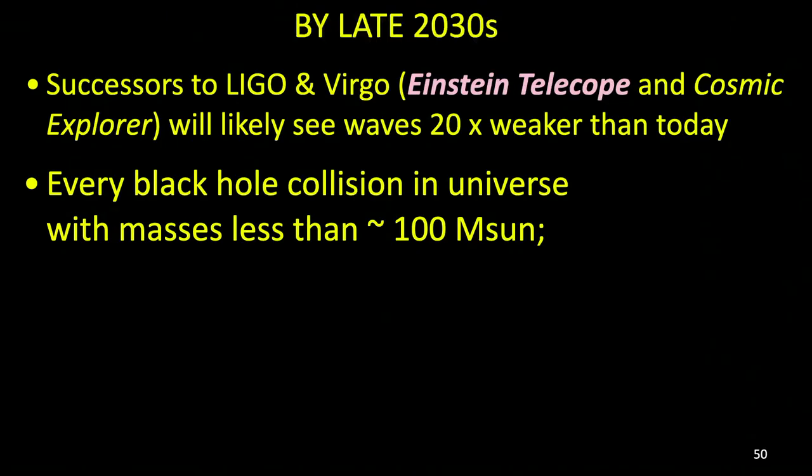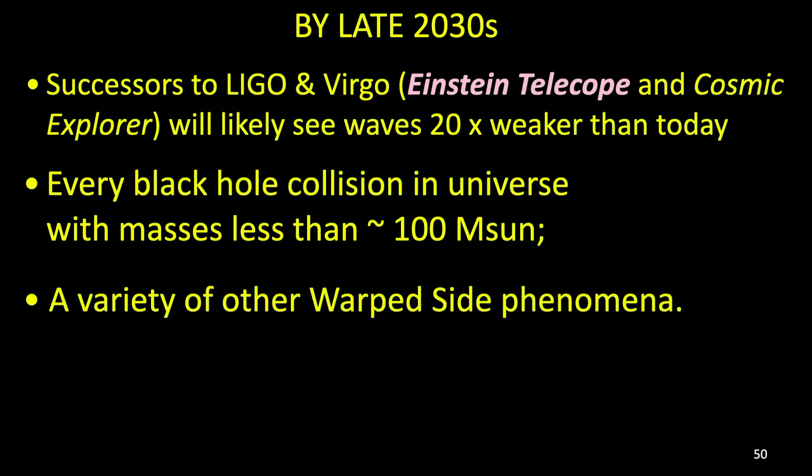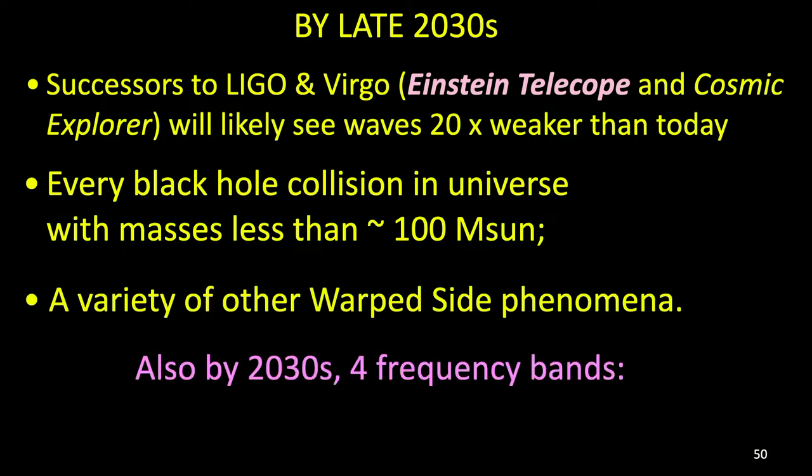And with these instruments, we will see every black hole collision in the entire universe, going back to the era of the birth of galaxies and stars and black holes, with masses less than about 100 solar masses, and a variety of other warped space-time phenomena.